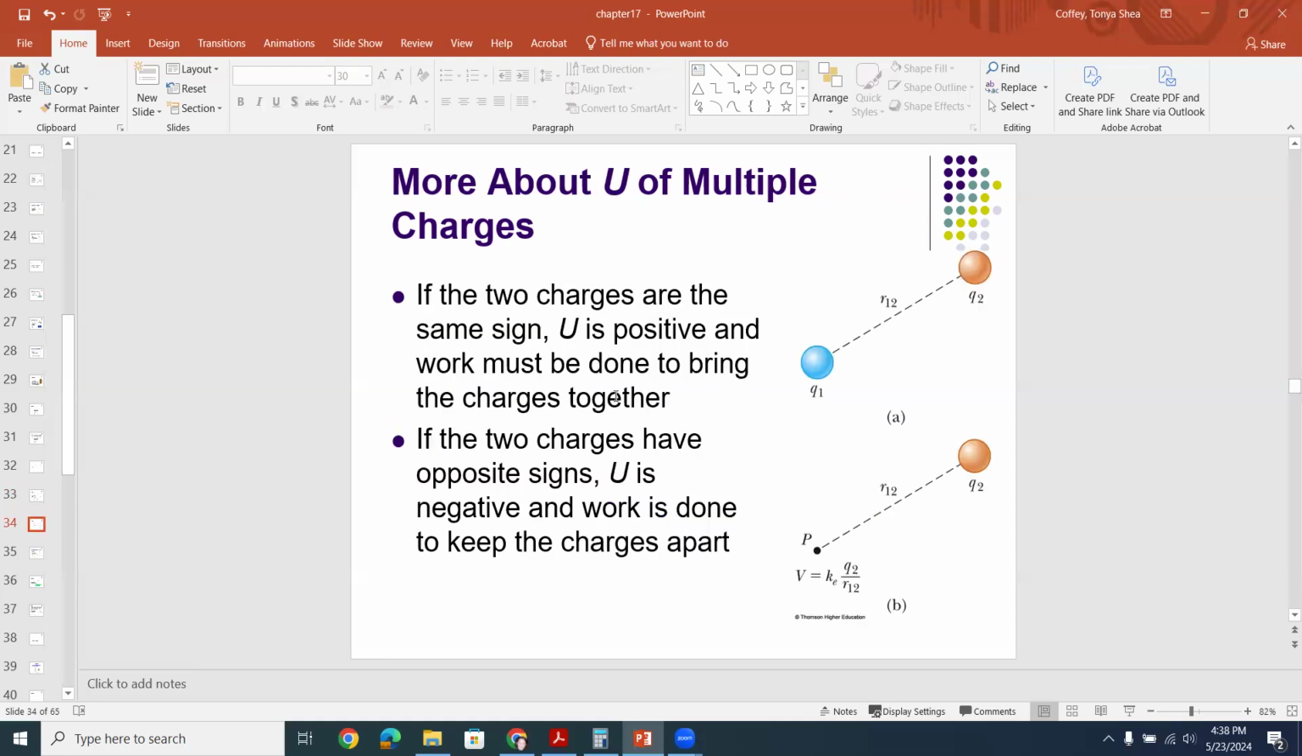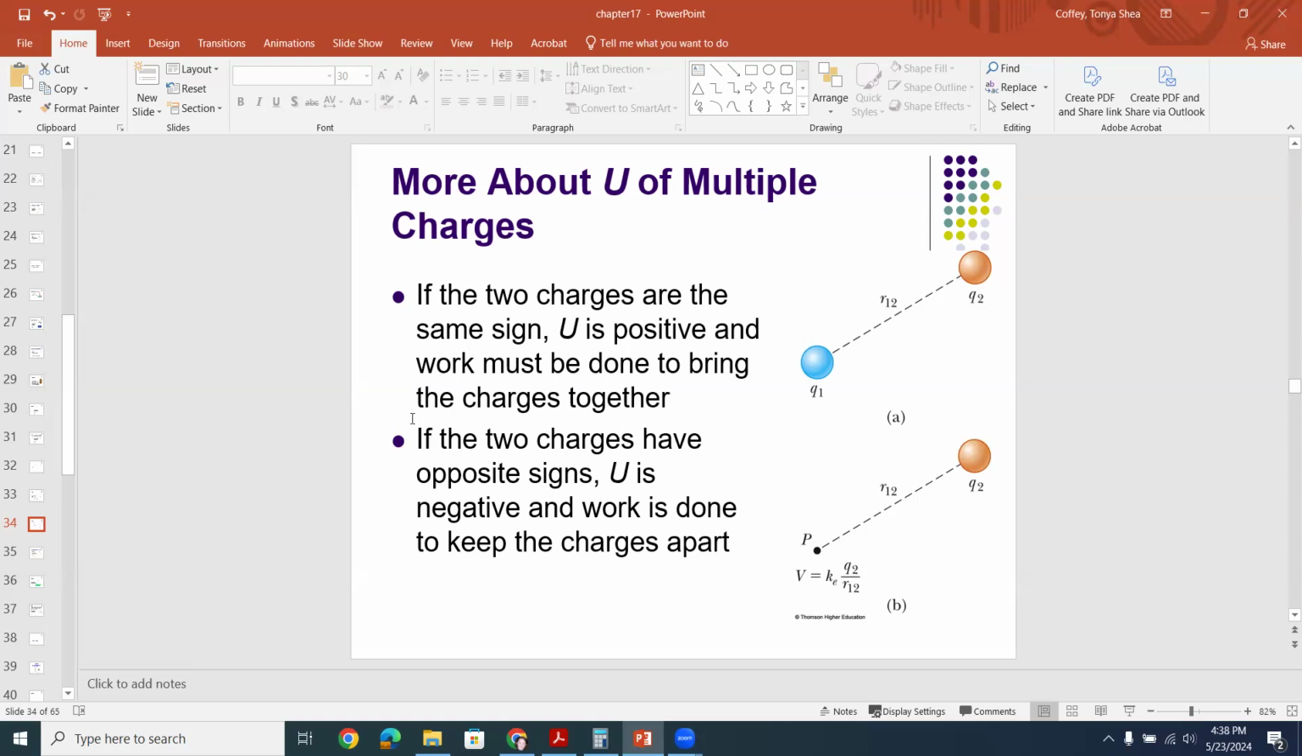Now, if the 2 charges are the same sign, then KQ1Q2 over R is going to be a positive value, because positive times positive is, of course, positive, and negative times negative is also positive. So that means that work must be done in order to bring those charges together. If the potential energy is positive, then you have to do work to get them together because they repel one another, right?